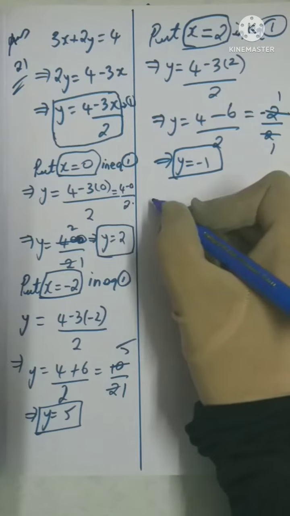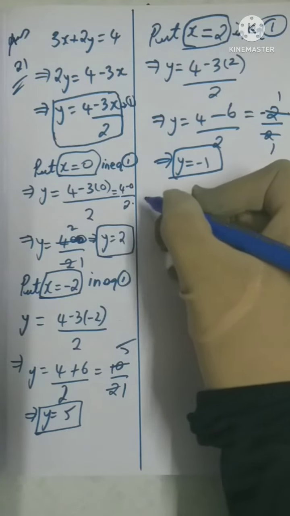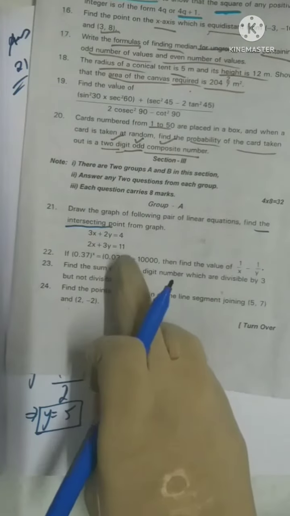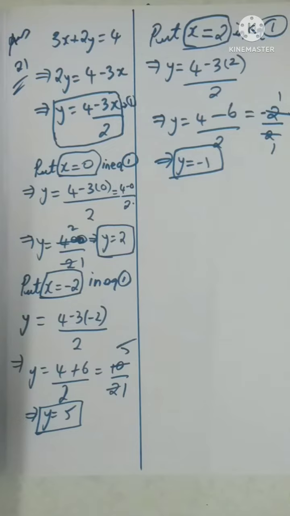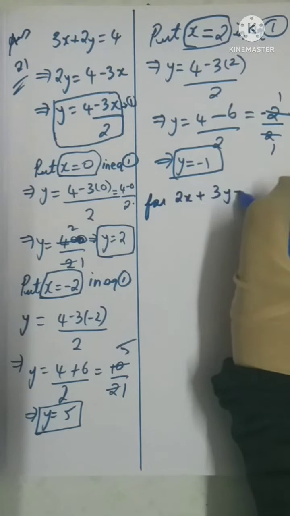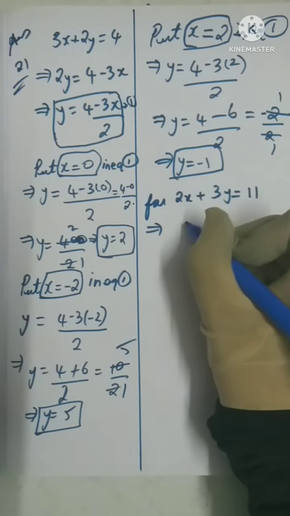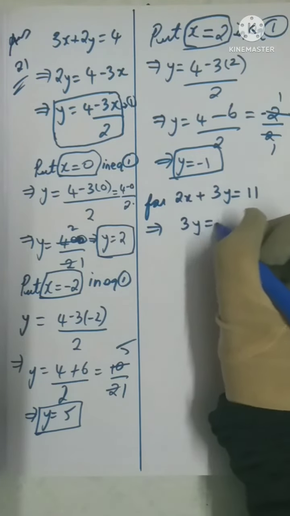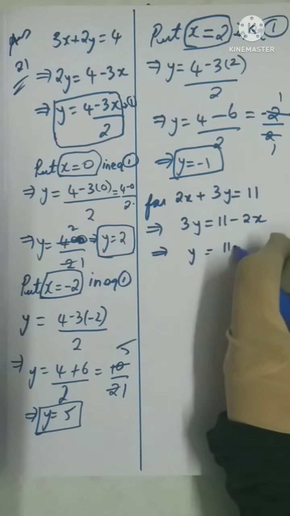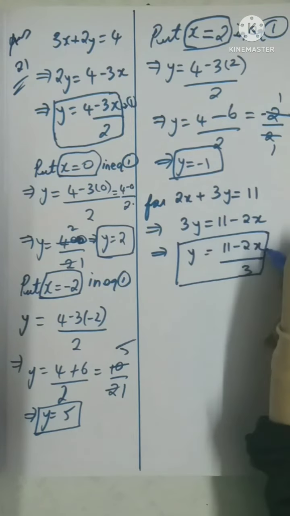Next, we'll find the solutions for the second equation which we had. The second equation which we had is 2x plus 3y is equal to 11. So here also what we'll do, we'll keep y on the LHS and send all the terms to the RHS. So 3y is equal to 11 minus 2x, or y is equal to 11 minus 2x by 3. Let this be equation 2.